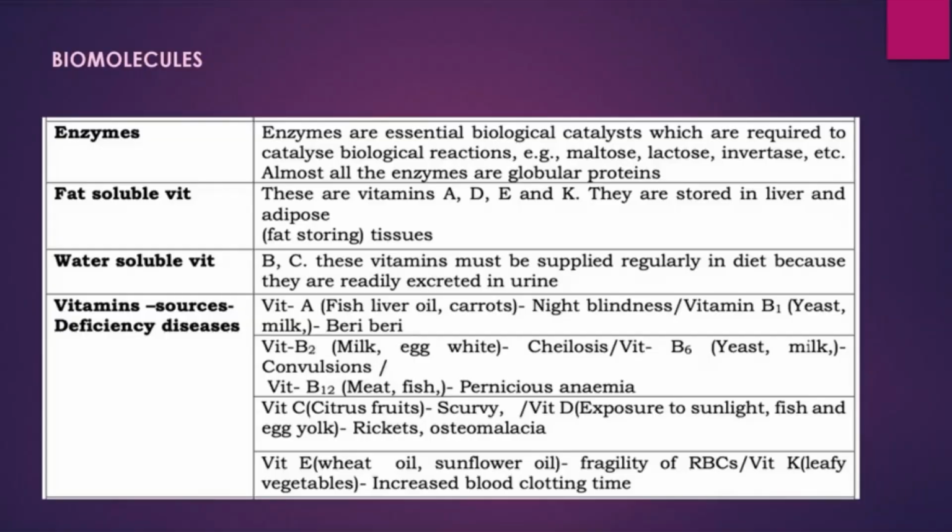The next topic is vitamins. There are two types of vitamins, water-soluble vitamins and water-insoluble vitamins, or we can say fat-soluble vitamins. Fat-soluble vitamin examples are vitamin A, D, E, and K, and the water-soluble vitamins are B and C. Water-soluble vitamins we have to include in our daily diet because they will be excreted through urine. Then we have deficiency diseases of different vitamins. There is a table in your textbook that you must learn.